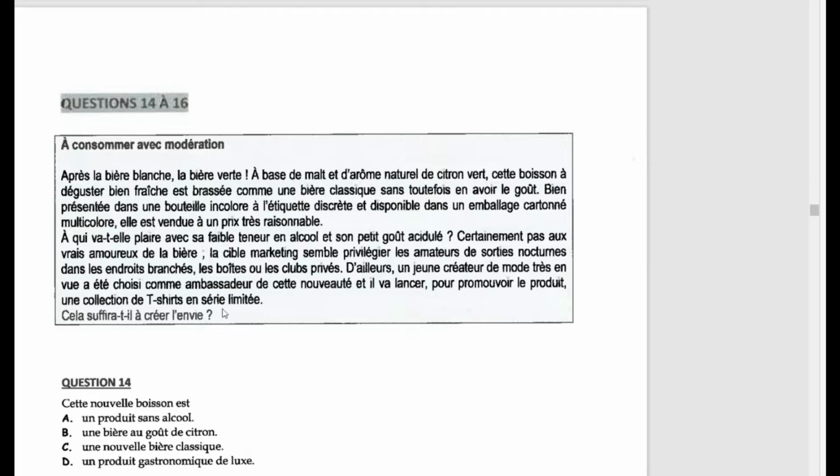So let's look at the first question and see if we have found the answer here. Quelle boisson est un produit sans alcool, une bière à goût de citron? Yes, we have seen this, that it has the taste of citron. Une nouvelle bière classique. This also we have seen here, that this is like a classic beer. A produit gastronomique de luxe. We have not seen this. It doesn't seem like it is a luxury drink. So we have two options actually. One is that it has the taste of citron, and it is a classic beer.